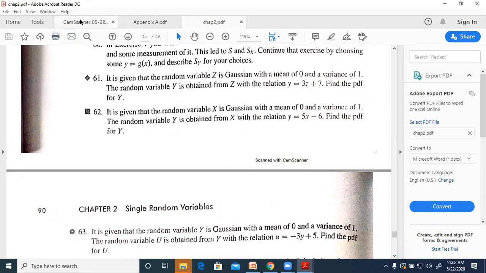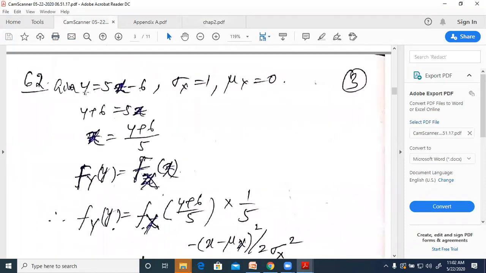So for this, we need to take y equal to 5x minus 6, sigma x is equal to 1, mu x equal to 0. So y plus 6 is equal to, 6 you can take on this side, so y plus 6 is equal to 5x, x equal to (y plus 6) by 5. This is what we have.